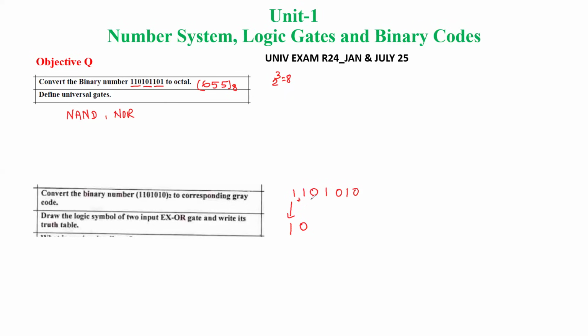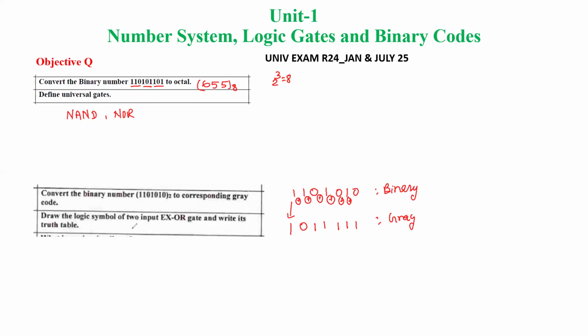0. Again 1 XOR 0, what is it here? Again we have 1. Again 0 XOR 1, what will we get here? 1. 1 XOR 0, 1. 0 XOR 1, 1. 1 XOR 0, 1. So in case of XOR gate, if only one input is high, then output is also high, otherwise output is 0. So this is the equivalent binary into gray. Okay, this was the binary number and this is the gray. So in the exam maybe the bits will be different, but the process will remain the same.